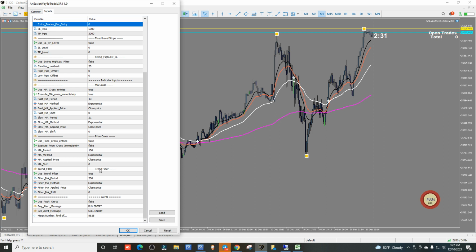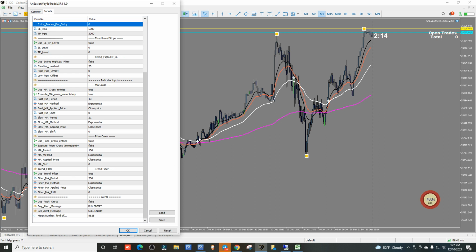Use the trend filter, right? Got the trend filter too, and I use the 200 for the trend exponential. So like it says, when price is above the 200, the EA is looking for buys. When price is below the 200, the EA is looking for sales. It only takes buys in the buy. It only takes sales in the sale.